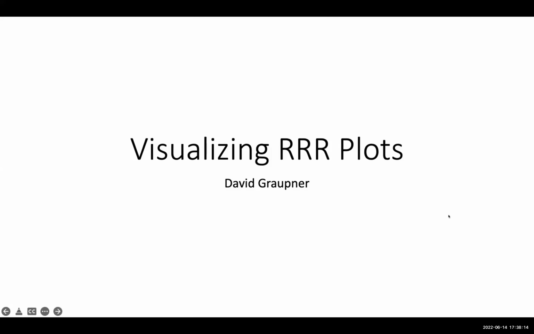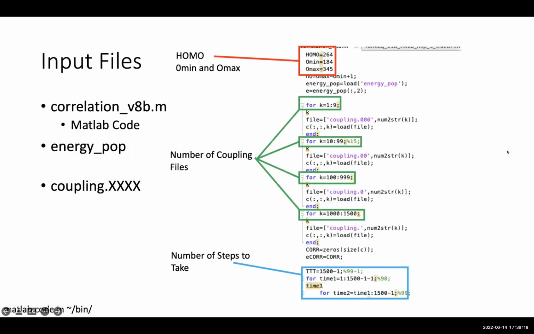So I am, like everyone else, looking at the correlation code. I was specifically using version 8B, which you can find in the bin on NERSC. I think it's in the bin on Photon, but I'm not positive I actually copied it there. I know it's in the bin on NERSC. You're also going to need the energy pop and the coupling XXX files, like it's been mentioned.